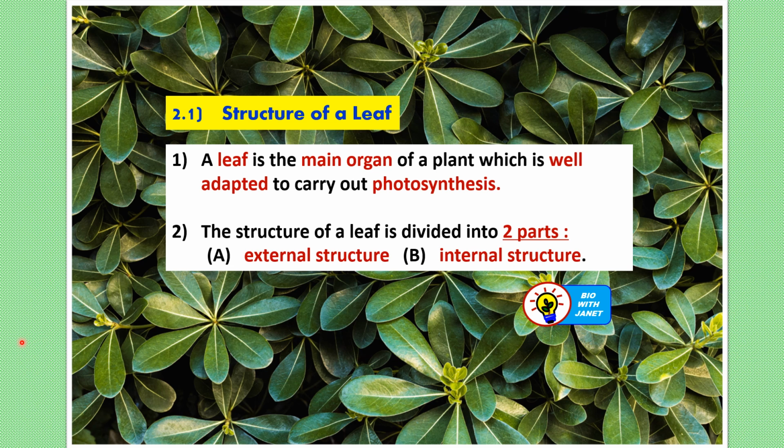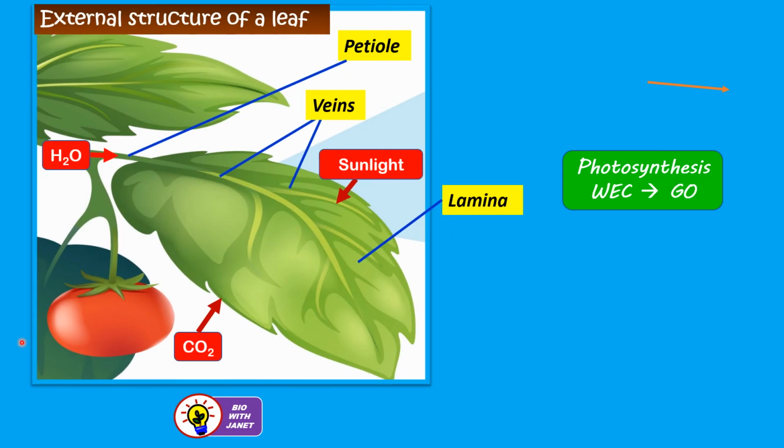So the leaf is the main organ of a plant which is well adapted to carry out photosynthesis. Now the structure of a leaf is divided into two parts, the external structure and the internal structure. Let's discuss the external structure of a leaf. So in the external structure of a leaf, we can see a petiole or leaf stalk that is attached to a lamina, which is the leaf blade that is flat and thin.